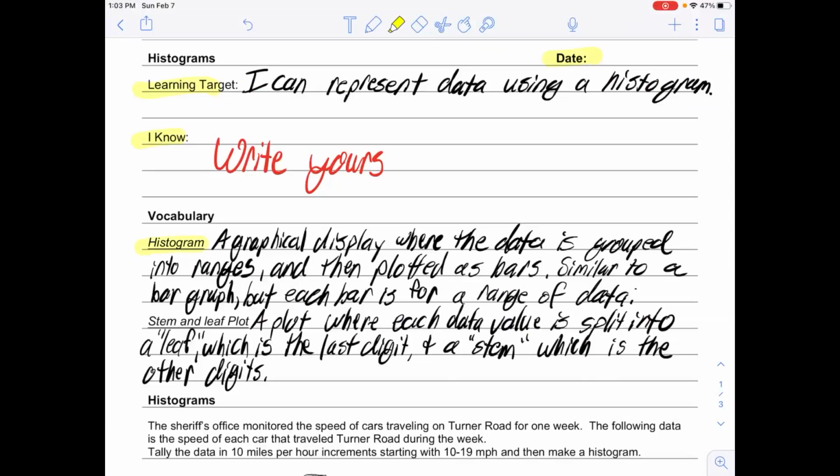Our second vocab word is stem and leaf plot. A stem and leaf plot is a plot where each data value is split into a leaf, which is the last digit, and a stem, which is the other digits. So again, if you read that and went, well, that was a lot of words and they don't really mean anything to me, that's okay. Don't panic. We are going to be going over what all of that means together. So pause the video here, get all of this written down, and restart it when you're ready to go.